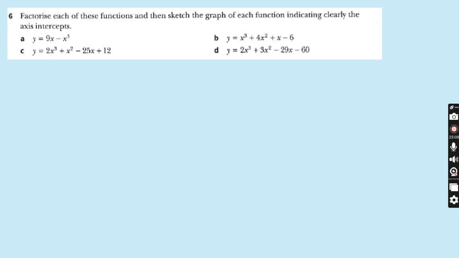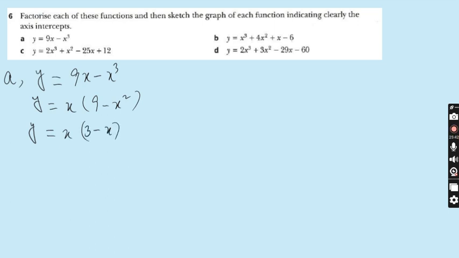But one extra requirement: the given equation is not factorized. So we have to factorize each and every equation first and then sketch the graph. Very easy. So y is equal to, take x common, x times (9 minus x square). Then y is equal to x (3 minus x)(3 plus x). That's it. This is the first requirement. The given equation has been factorized.